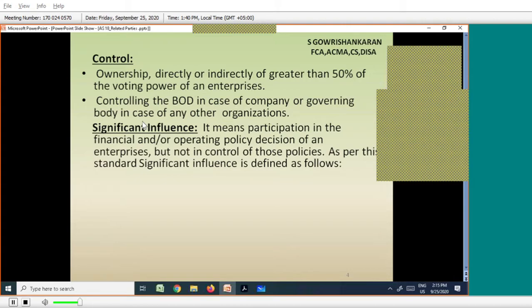What is the meaning given here? It means participation in the financial and operating policy decisions of an enterprise, but not control of those policies. I don't have control over the policy, but I am also part of the policy making. I will share my views. They have to take care of my views also. That is influence. Even though the meaning is given, influence is also defined in numbers.